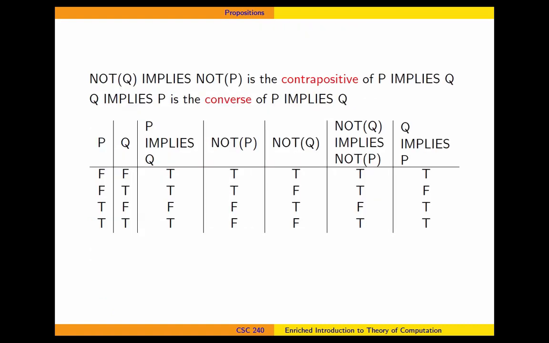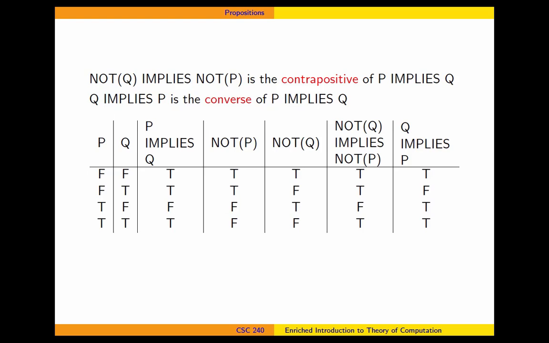Not Q implies not P is called the contrapositive of P implies Q. It is logically equivalent to P implies Q. Q implies P is called the converse of P implies Q. As you can see from the truth table, it is not logically equivalent to P implies Q.